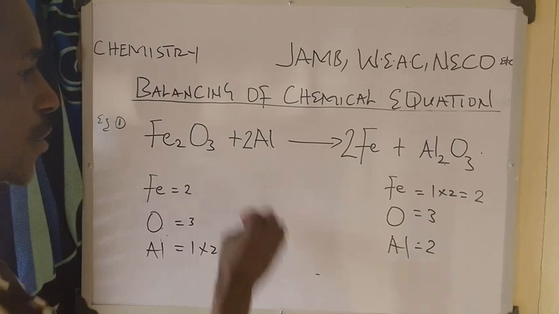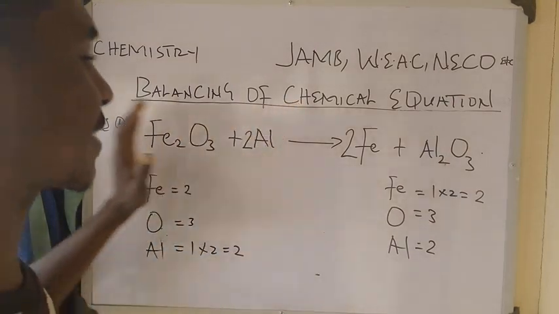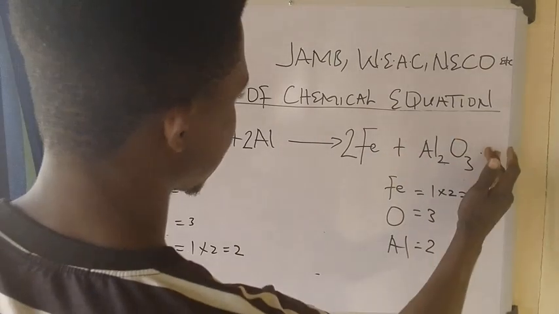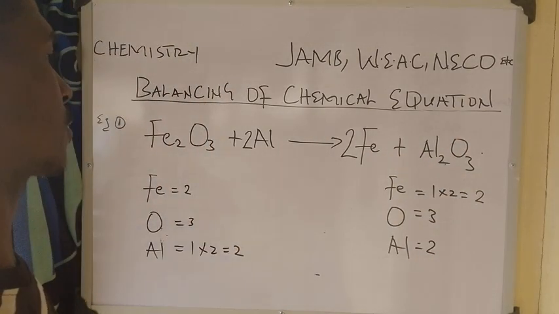But let me repeat myself again. I say what is on this hand side must be equal to what is on this hand side. As simple as that. So can we look at another equation to see how we can balance?